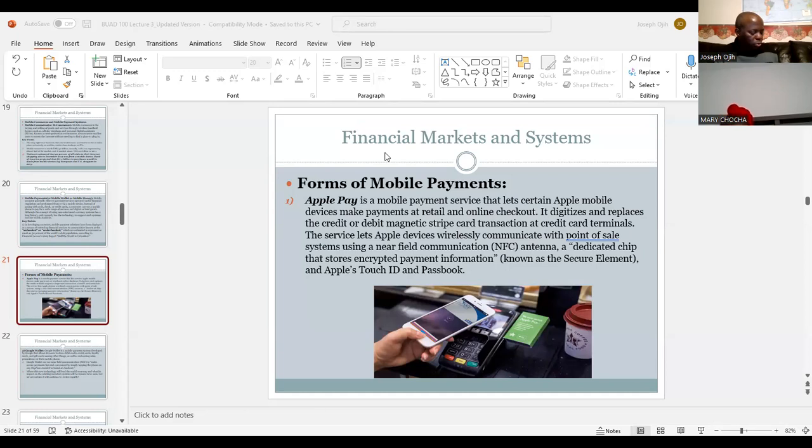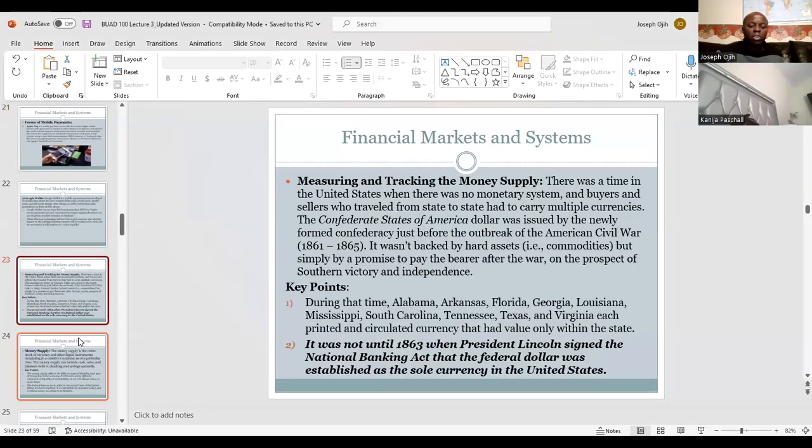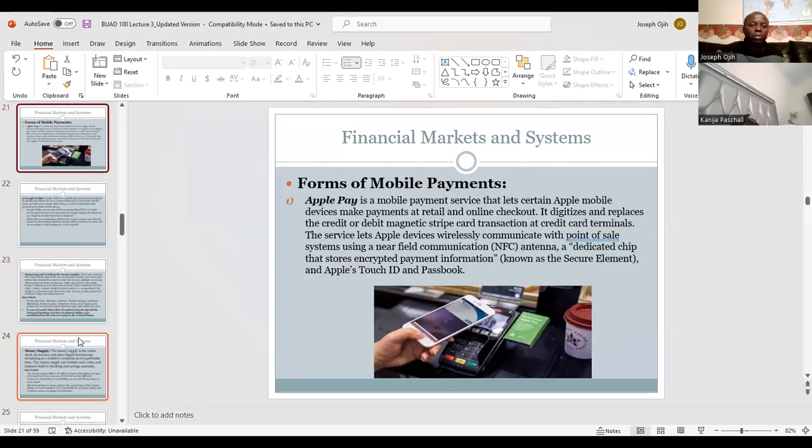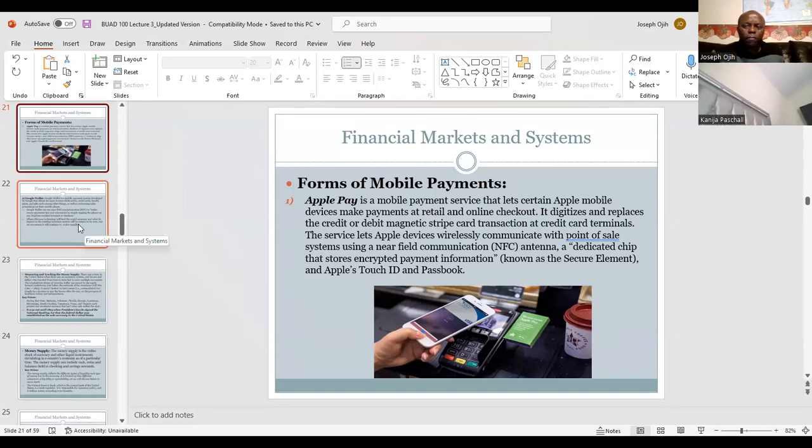Our main focus in this lecture is to take a look at what we call the money supply. But before then, let us briefly and quickly cover these forms of mobile payments.